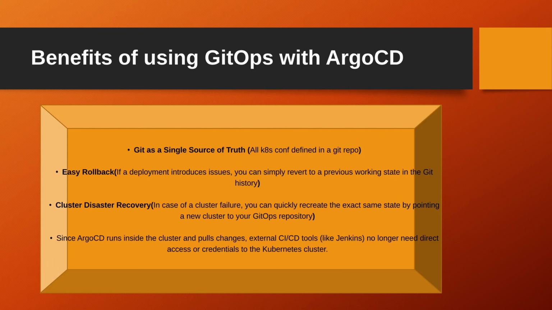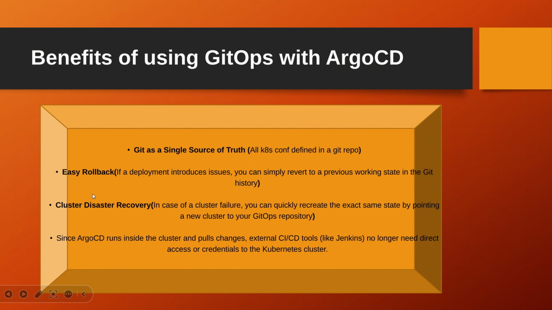Okay. Now, what is the benefit of using GitOps with Argo CD? Why are we following the GitOps model, right? The advantage is that all the Kubernetes manifest files are defined in a single Git repo. That is a single source of truth. After that, easy rollback. In case there is some issue in your deployment, you can roll back the changes to the previous commit, whatever is there on the Git side.